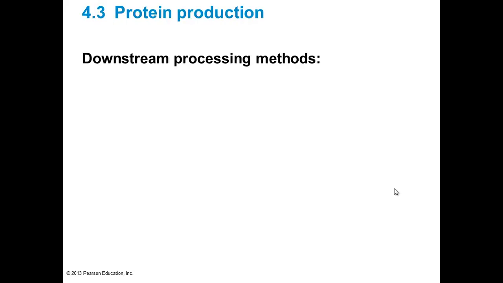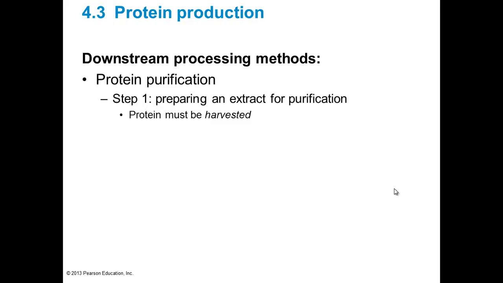Now we'll talk about downstream processing methods. Downstream processing methods are very important. They comprise the majority of the cost of producing recombinant proteins. And the first thing that you need to do is you have to harvest your extract. So once you have cells that produce the recombinant protein, you have to harvest the protein directly from the cells. In some cases, the protein is secreted, and so it's in the extracellular space, like the milk of goats. In other cases, the cells, like E. coli, have to be broken open so you can harvest the protein.